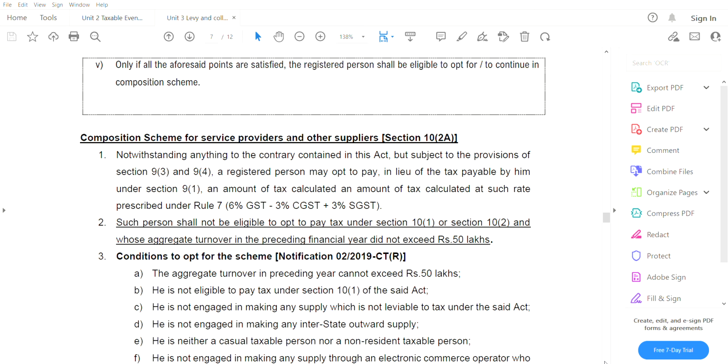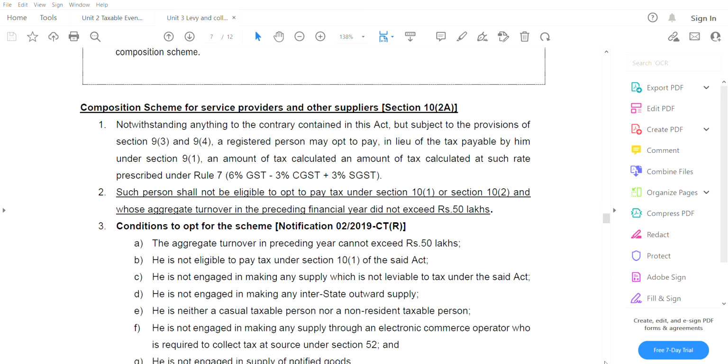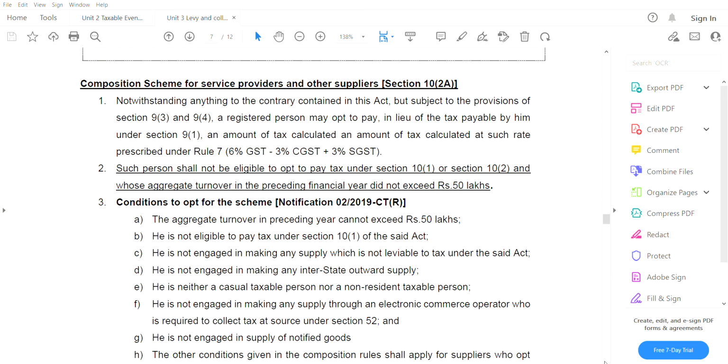So the main condition for the 10(2A) scheme is he shall not be eligible for composition scheme under 10(1), which is, he is not a trader, he is not a manufacturer, he is not a restaurant service provider. So any other person, in other words, small service providers. The title is service providers and other suppliers, but commonly this is referred to as small service providers. Okay, conditions to opt for the scheme is very similar to 10 subsection 2.